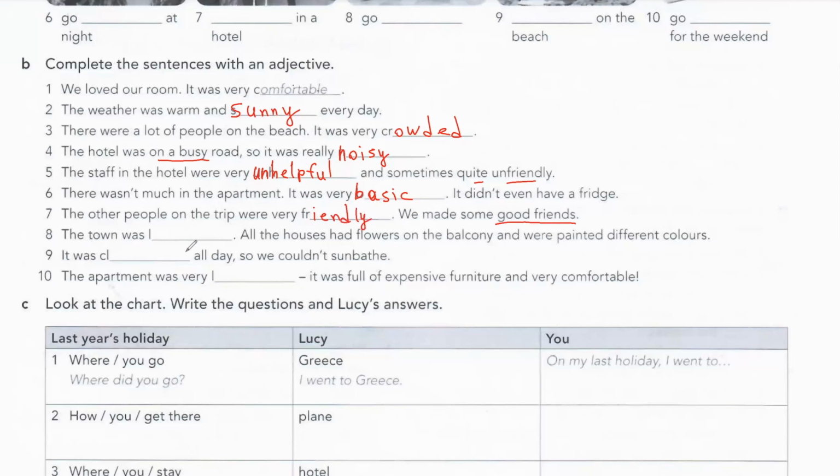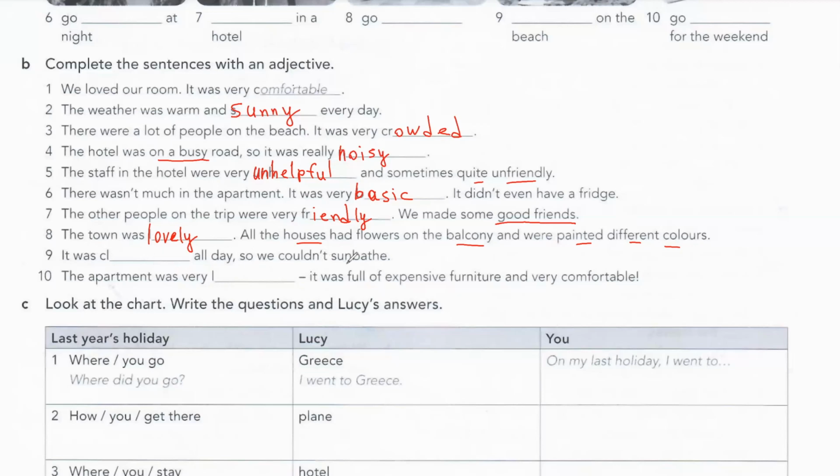So number eight, the town was, all the houses had flowers on the balcony and were painted different colors. So the town was lovely. Lovely. Because there are flowers, beautiful, painted with different colors. We call this town a lovely town.